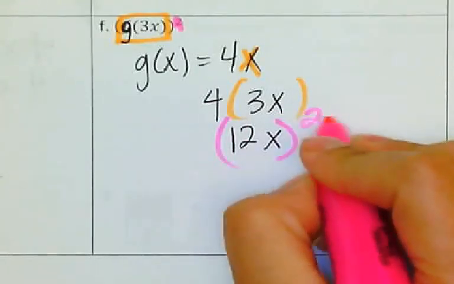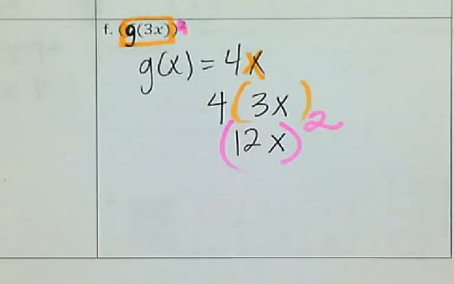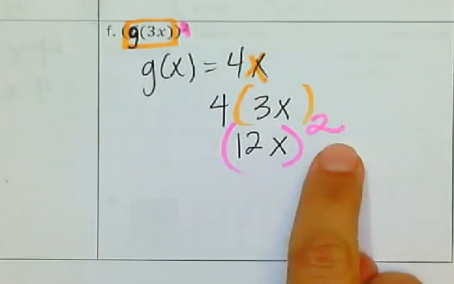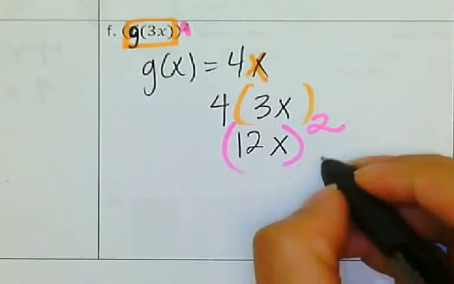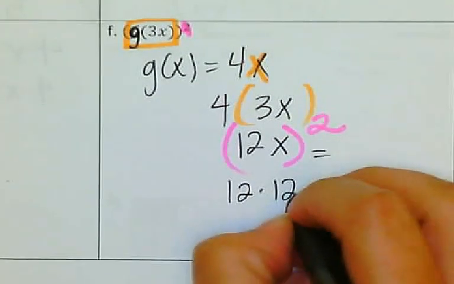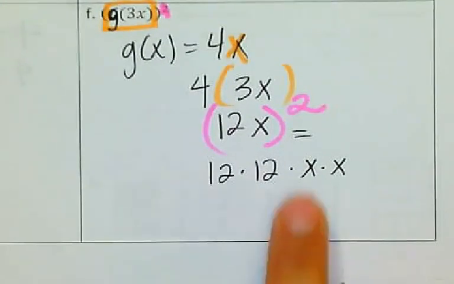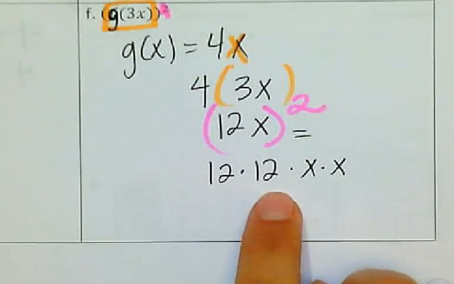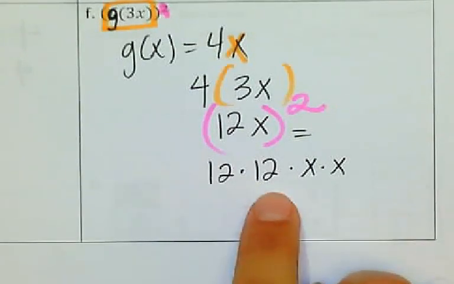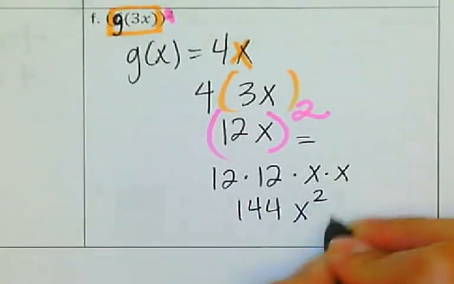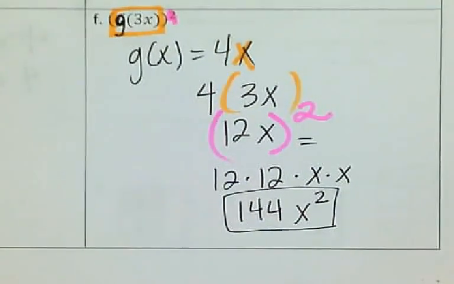These, I have to square. That means power of 2 and x to the power of 2. So as if I rewrite it like this. This is what that means. Squaring means that you multiply that number by itself 2 times. So that's 144x squared. That would be the answer for F.